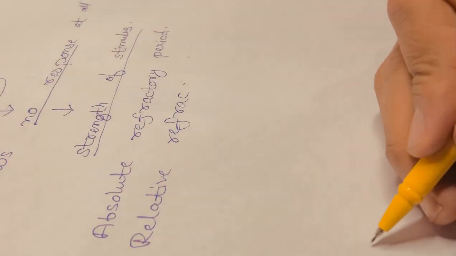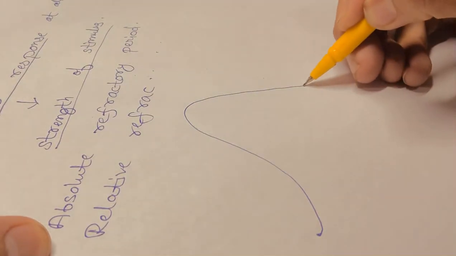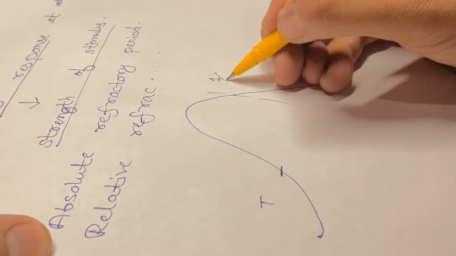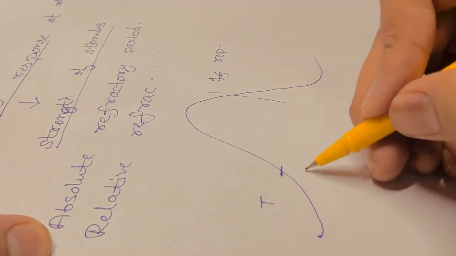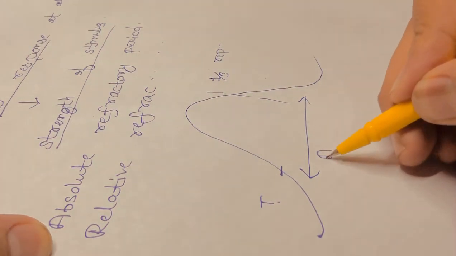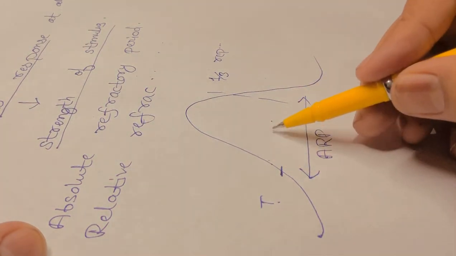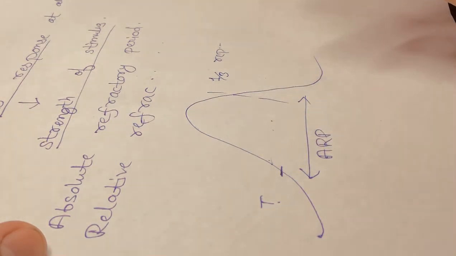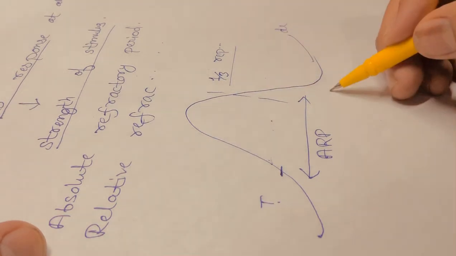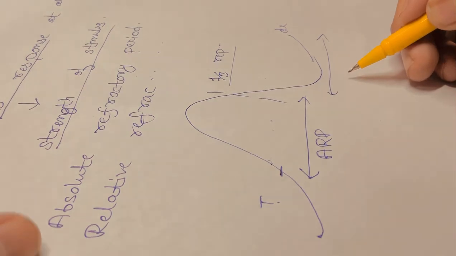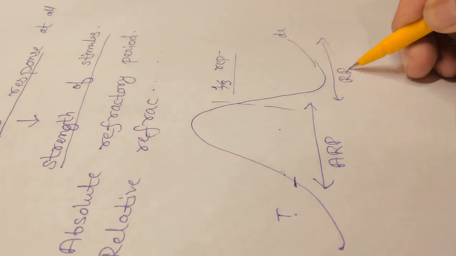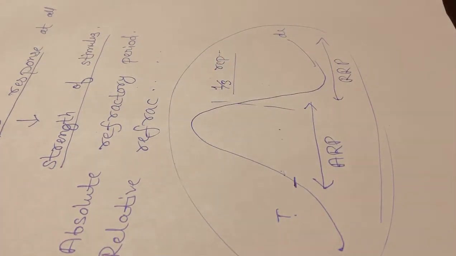So if I make a graph, it will look like this. If this is the threshold and this is 1/3 of repolarization, then the region between threshold and 1/3 of repolarization is the absolute refractory period. Here the muscle will not show any response to the second stimulus, whatever may be its strength. But after this 1/3 repolarization and the initial depolarization, the muscle can show a response to a suprathreshold stimulus. That means it would be the relative refractory period. What is this? This is the action potential.